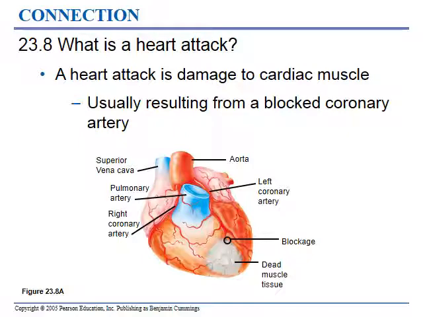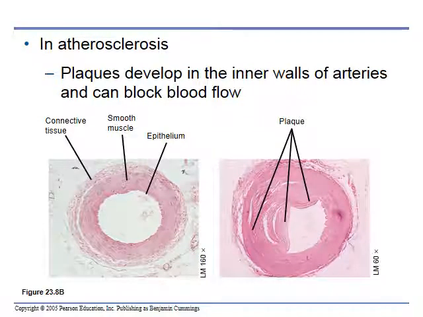I think it kills about a third or so of the people who have a heart attack, but other people end up with damaged hearts. The people who survive, obviously. Okay.